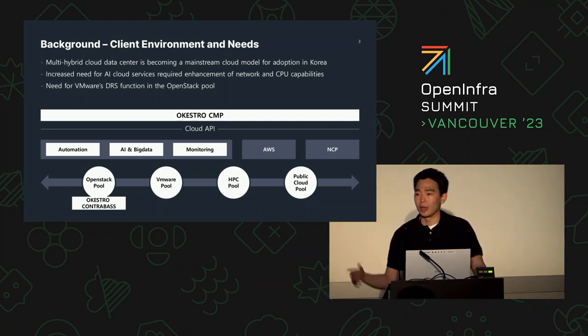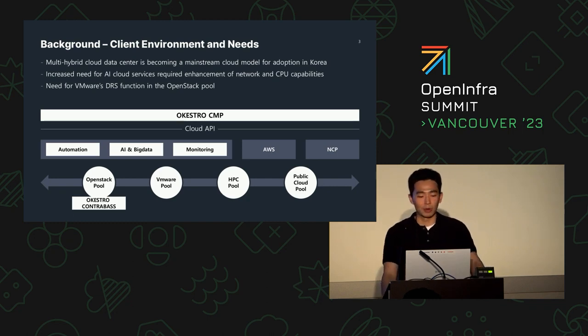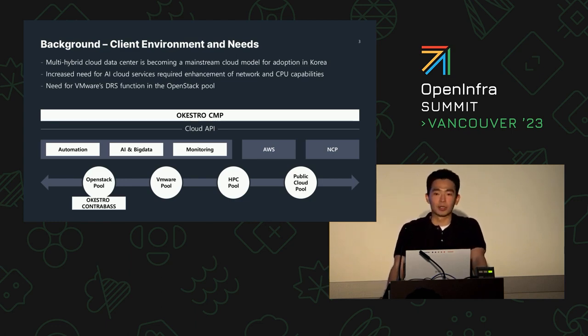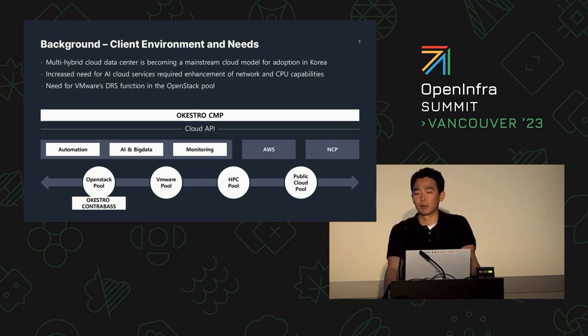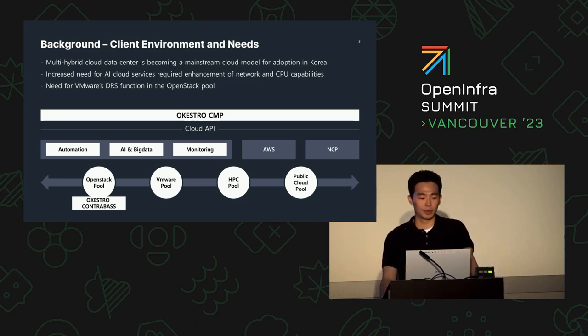In Korea, there's a big trend of adopting multi-hybrid cloud models when adopting the cloud. And these data centers specifically are very big. They aren't just a single data center, but they're located in different regions, and they require us to connect them in different ways so that they're all utilized together. Two specific needs and challenges are going to be mentioned in today's presentation.